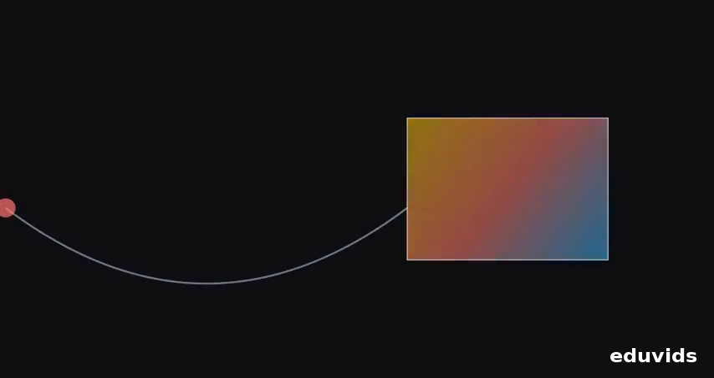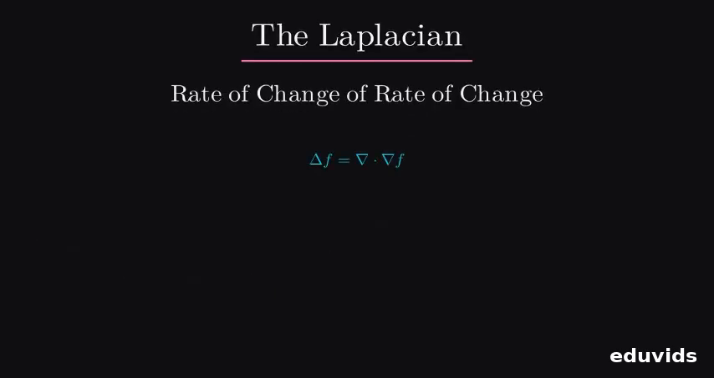What tells us how quickly a ball accelerates down a hill or how fast heat spreads through a plate? By the end of this video you will see the Laplacian as the second derivative in space that measures the rate of change of the rate of change.